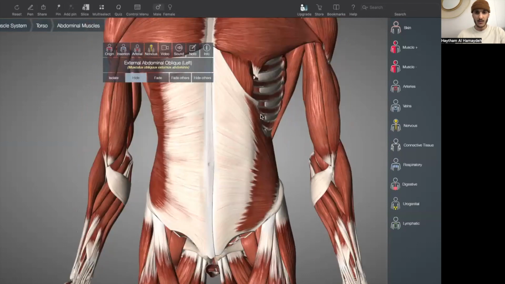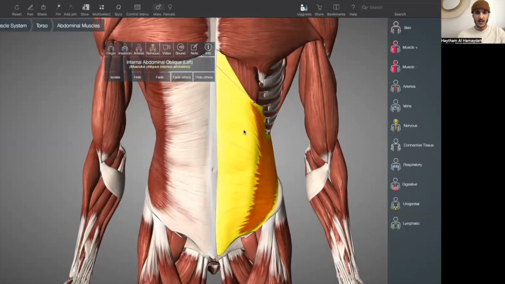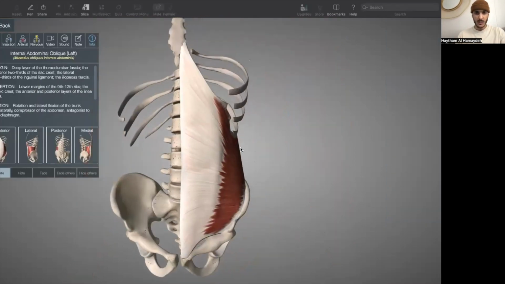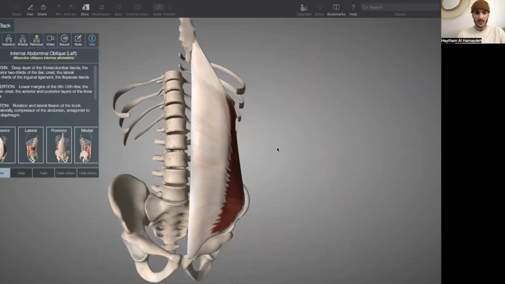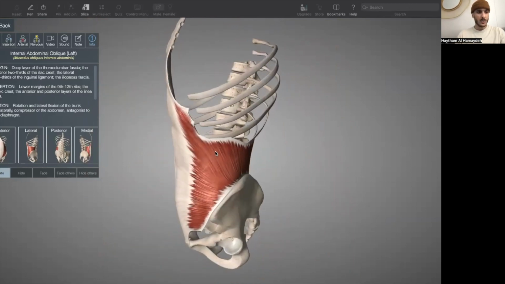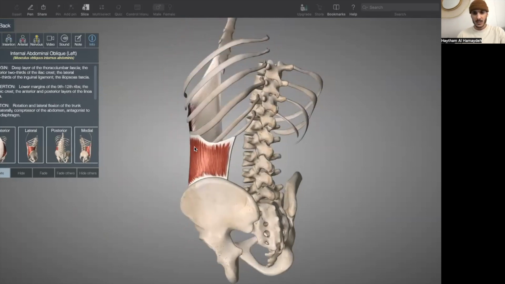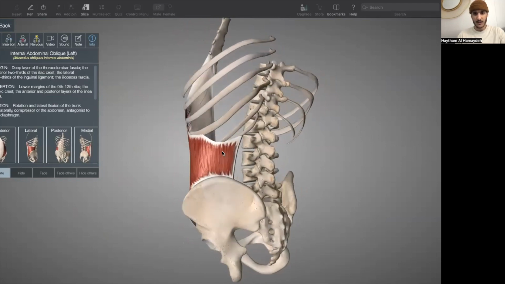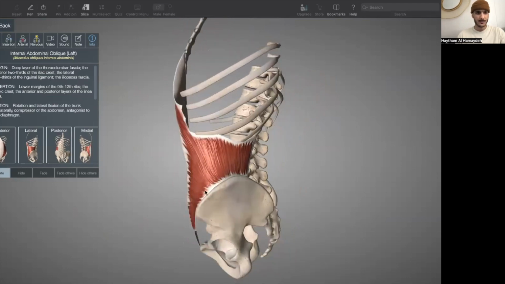Next, we encounter the internal abdominal oblique. So that's just deeper to the external abdominal. If we isolate it, it's a little bit more complex as well. So it originates from the deep layer of the thoracolumbar fascia, somewhere here, and the anterior 2/3 of the iliac crest, right there.